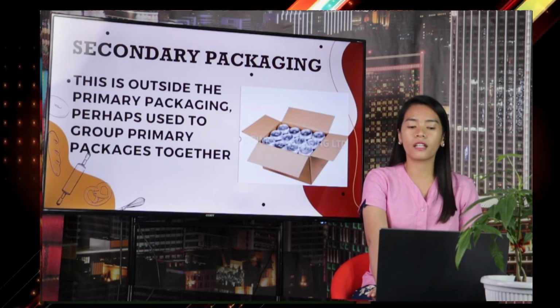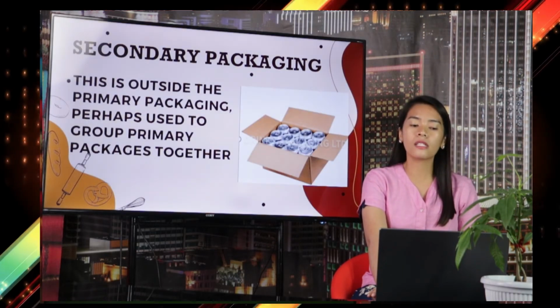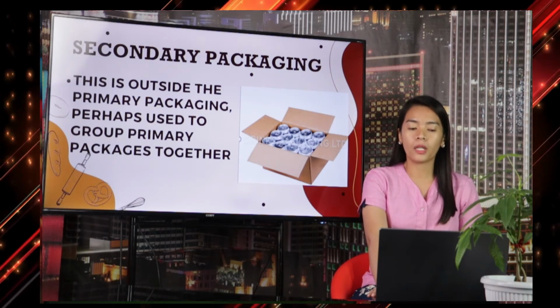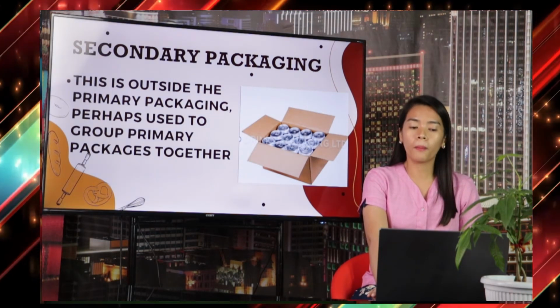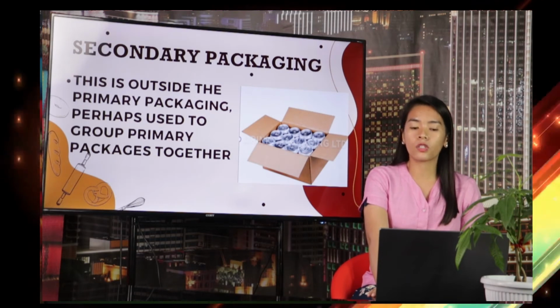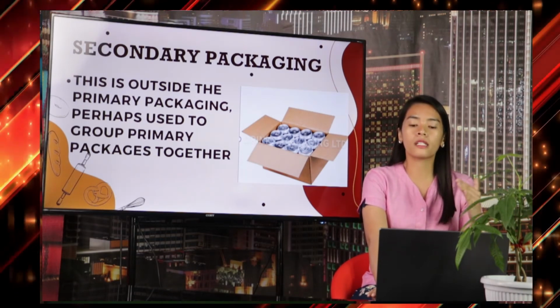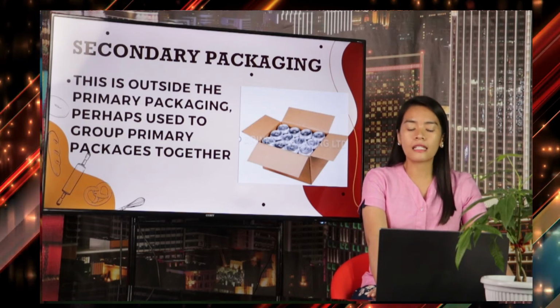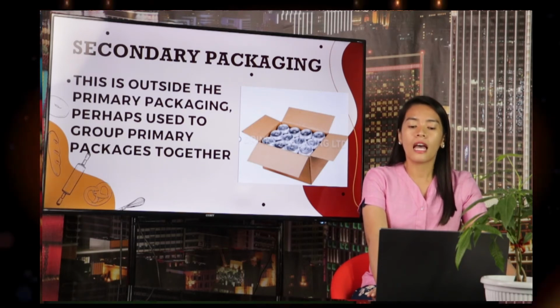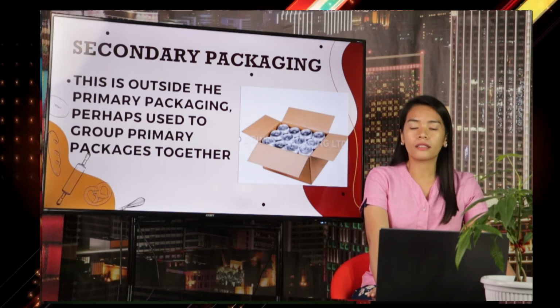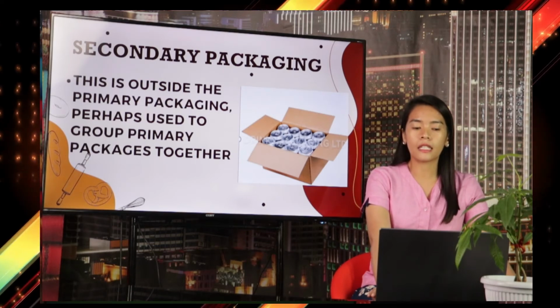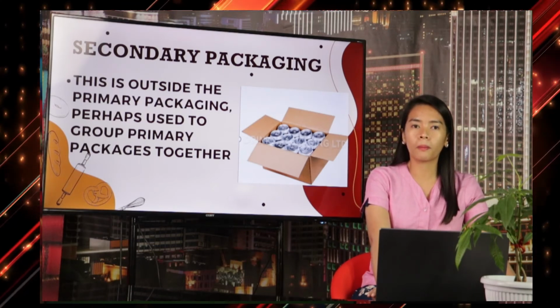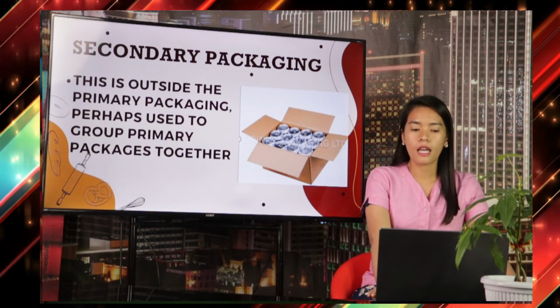Second is we have the secondary packaging. This is the outside primary packaging, perhaps used to group primary packages together. So as you can see in the picture, the can is grouped in the box.